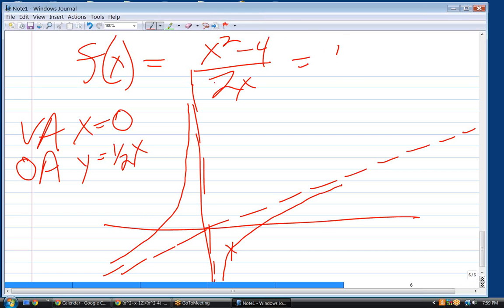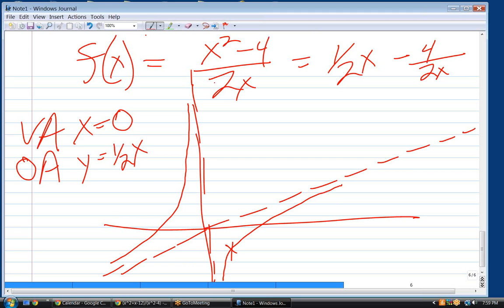Even though this is equal to 1/2 x with a remainder of 4 divided by 2x, if I looked at that part of the function, that's hyperbolic also, and you can't ignore that. That's the answer when you divide x squared minus 4 by 2x.